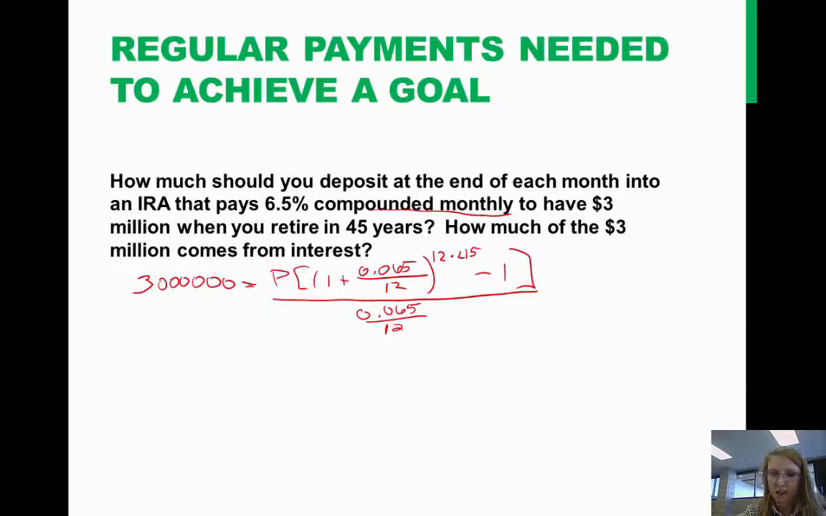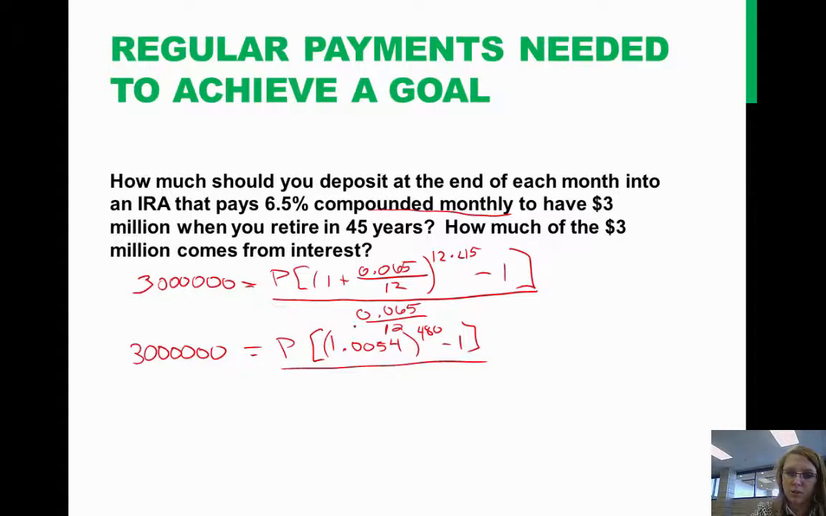So we want to simplify this down first to make it a little easier. And I'm just going to rewrite some of this out. This will be 3 million still on this side, 6 zeros. And P, and that is going to be times 1.0054 to the 480th minus 1 all over 0.0054. And if we continue to simplify this out, we will end up with P times 12.37 on this side.